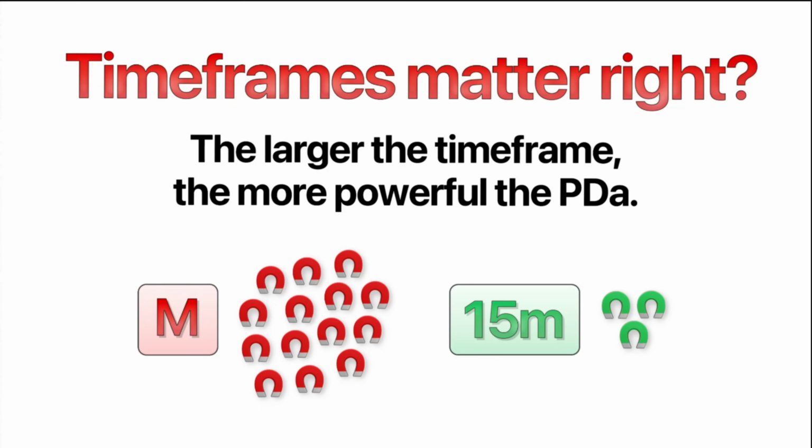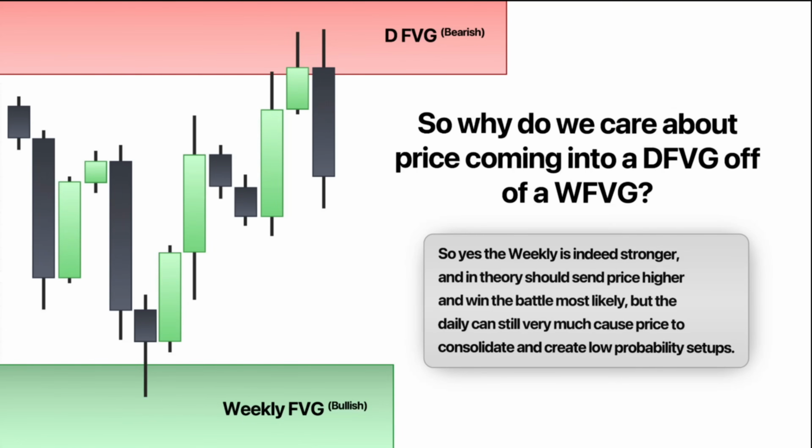Now you might be thinking, isn't the larger time frame the more powerful the fair value gap is? And you are correct. So why do we care if price is coming into, for example, a daily bearish fair value gap if it's moving off of a weekly bullish fair value gap? The weekly is indeed stronger, and in theory, it should send price higher and win that battle most likely. But that daily opposing fair value gap can still very much cause price to consolidate and create low probability setups, maybe sweep sell side one more time before eventually moving higher.